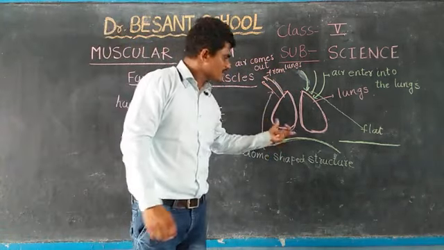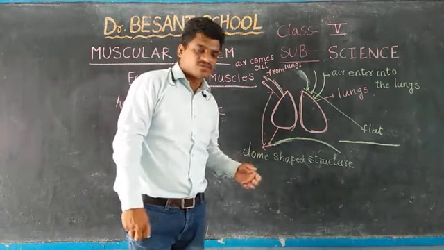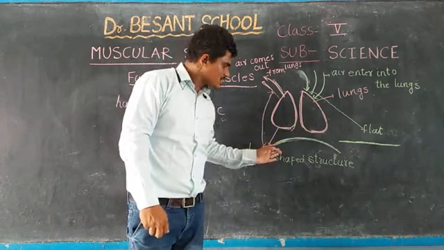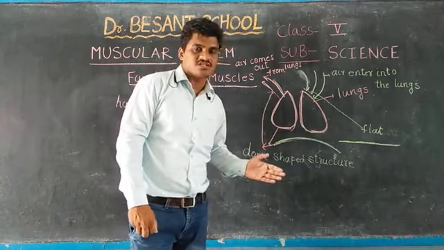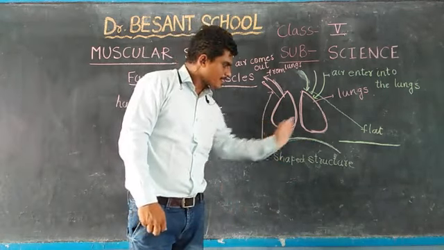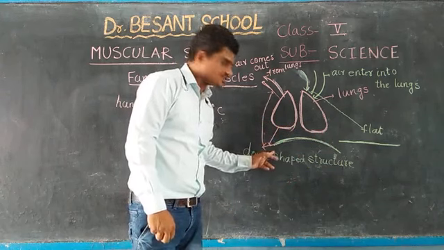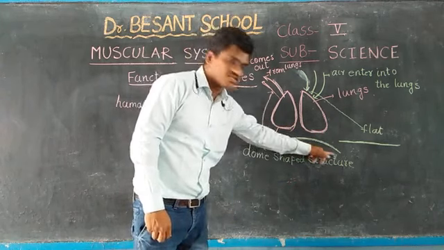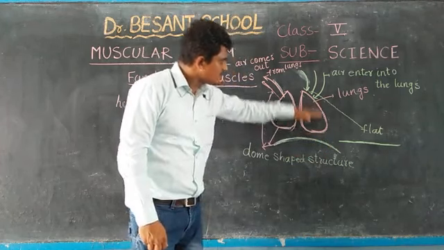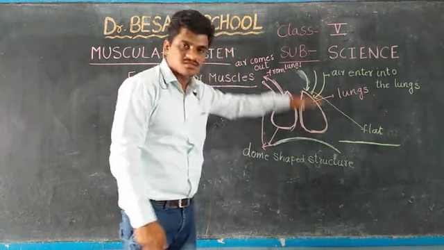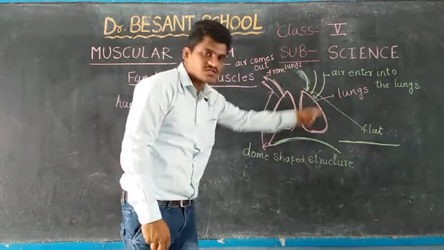In this way, the muscles play an important role. I want to explain once again. Below the lungs, a dome-shaped structure is present. This structure undergoes contraction and relaxation. When it undergoes contraction, it becomes dome-shaped. When it becomes dome-shaped, the air comes out from the lungs. When it becomes flattened, air enters into the lungs.